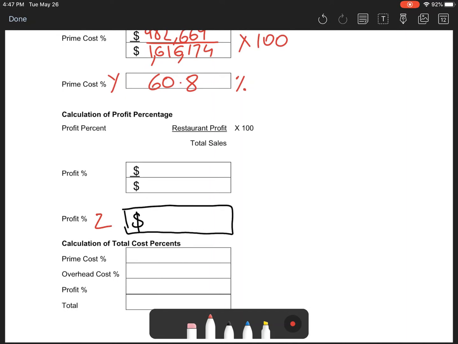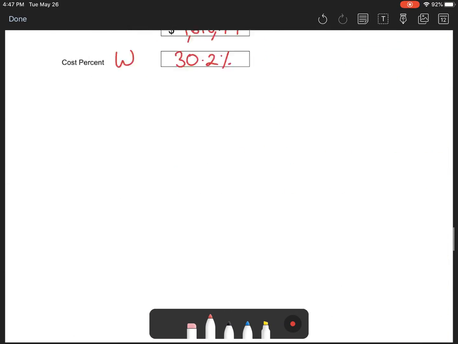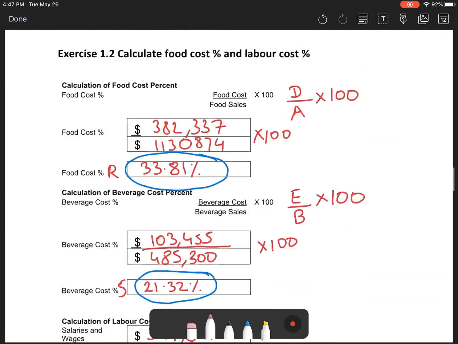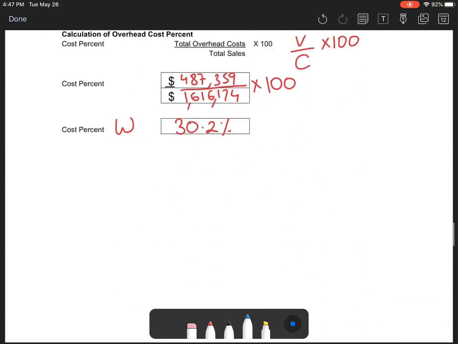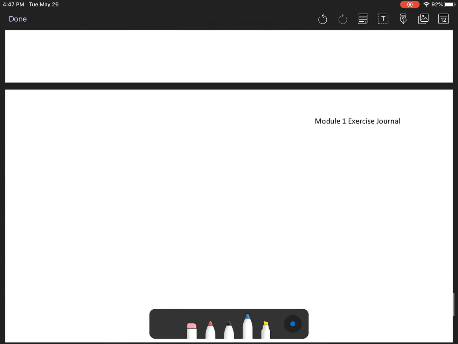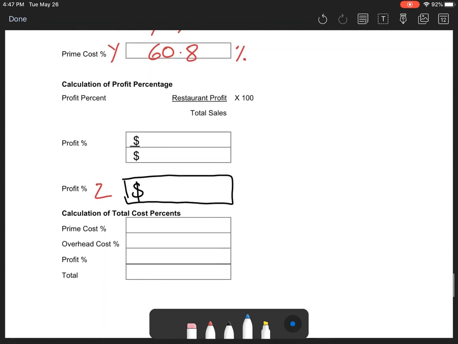To calculate the profit percent, we take our restaurant profit and divide it by the total sales and multiply it by 100. Now we know from our earlier calculations what the restaurant profit was. We had it in our income statement in exercise 1.1. We know our restaurant's profit is 146,146.